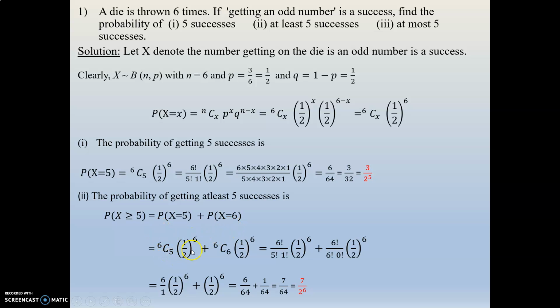So 6C5 into 1 upon 2 raised to 6 plus 6C6 into 1 upon 2 raised to 6. Now solving using the formula: 6 factorial upon 5 factorial 1 factorial into 1 upon 2 raised to 6, plus 6 factorial upon 6 factorial 0 factorial into 1 upon 2 raised to 6. In the first case you will get 6 into 1 upon 2 raised to 6; in the second case 6 factorial will cancel and 0 factorial is 1, so 1 upon 2 raised to 6 remains. So 6 upon 64 plus 1 upon 64 is equal to 7 upon 64, that's 7 upon 2 raised to 6. That is the value for that question.